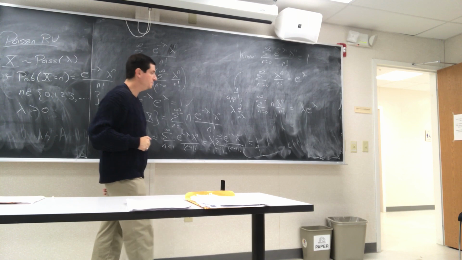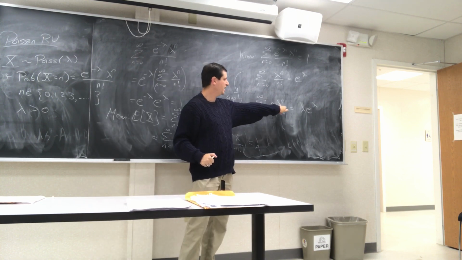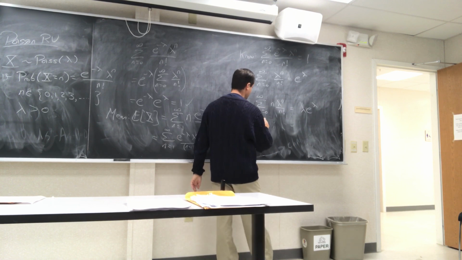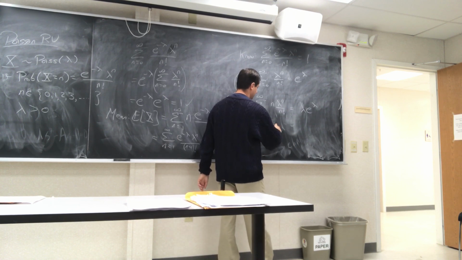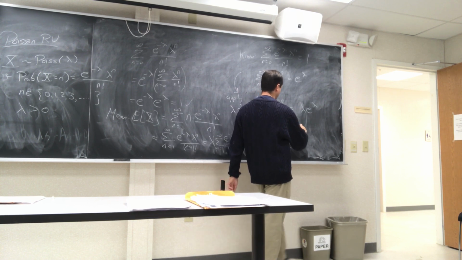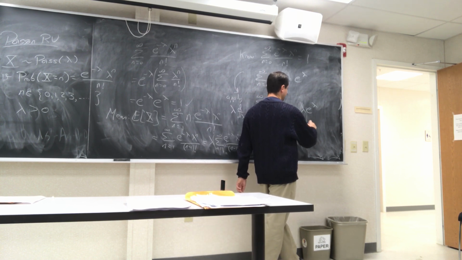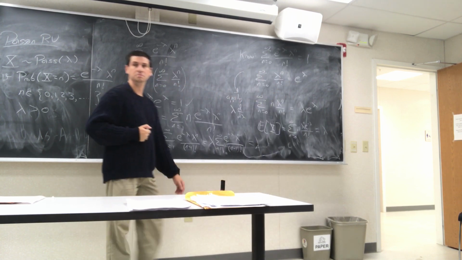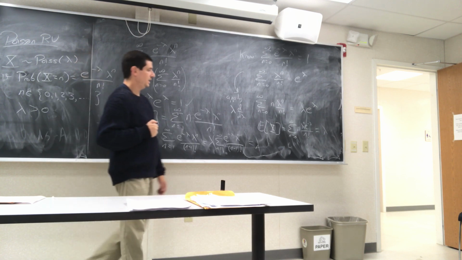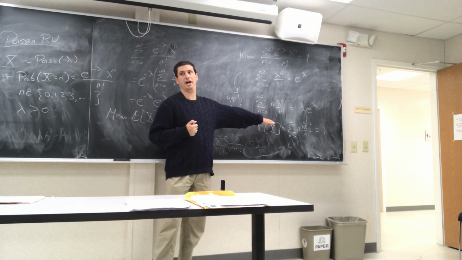Now if I want to calculate the mean, this is not quite what I need. I need an e to the minus lambda. So I multiply both sides by e to the minus lambda, and I would get the expected value of x is the sum, n goes from 0 to infinity, of n lambda to the n e to the minus lambda over n factorial equals lambda. And there's the mean. If I wanted to calculate the variance, I'd need the mean squared, got that.